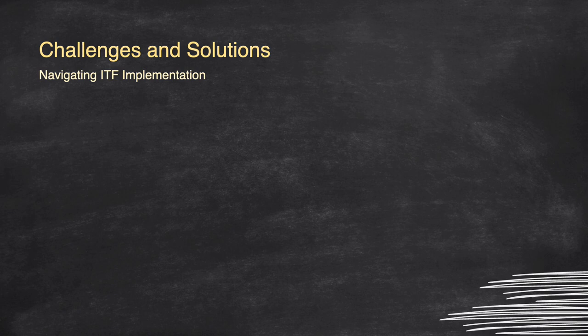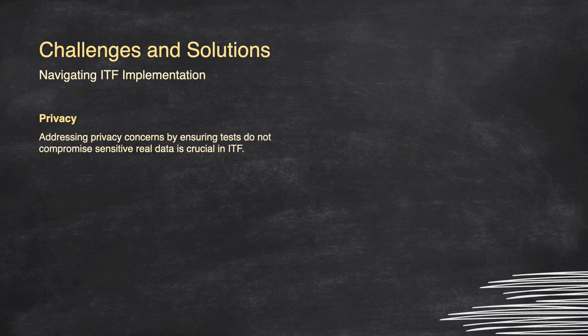Moving next. Next is about some challenges and solutions, that is navigating ITF implementation. In this, first is about privacy. Friends, in ITF, that is integrated test facility, it is crucial to handle privacy concerns by making sure that the test does not put sensitive real data at risk. This means being careful with how we use and manage data during testing to protect people's privacy. By taking steps to safeguard sensitive information, we can ensure that integrated test facility testing remains safe and does not compromise anyone's personal data.